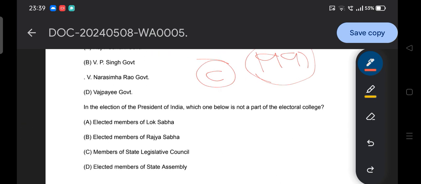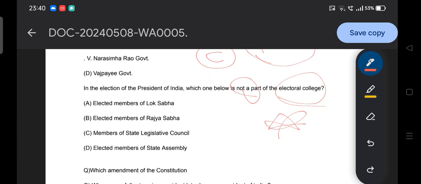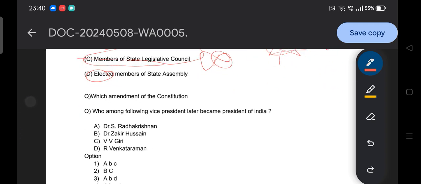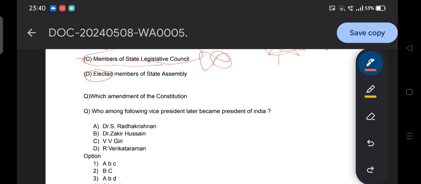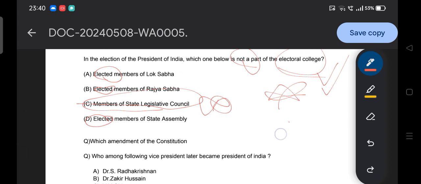Moving to the next question: in the election of the President of India, which of the below is not a part of the electoral college? We have already discussed this question, and the answer is option C, the State Legislative Council. The State Legislative Council is not part of the electoral college. The keyword is elected, not nominated, for the electoral college of the President. So the answer to this question is option C.